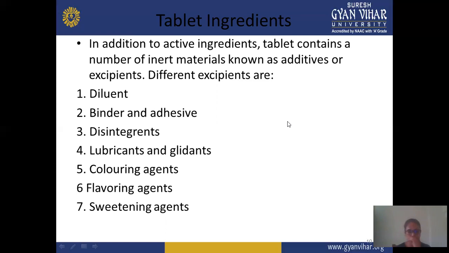So the concentration and type of the disintegrant will depend on the type of the formulation, the type of the tablet.